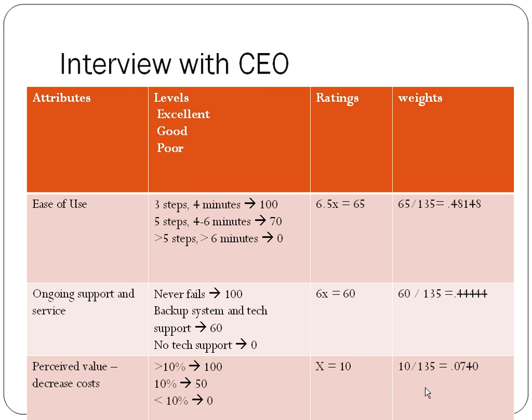To standardize the weights so that they add to 1, the points for each attribute are divided by the sum of the points. In this case, the sum of the points is 135, and therefore we divide the points for each attribute by 135 to yield the relative weights of each attribute.